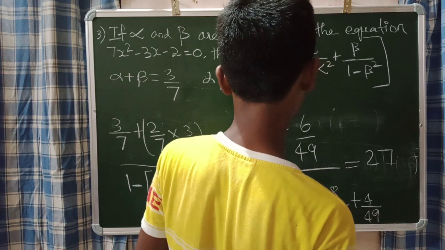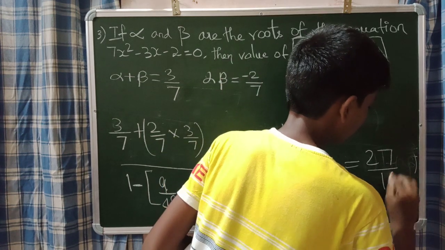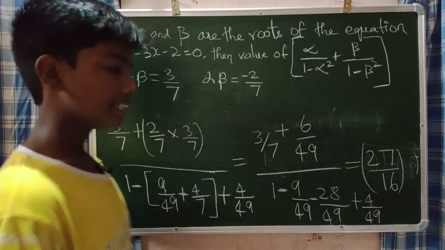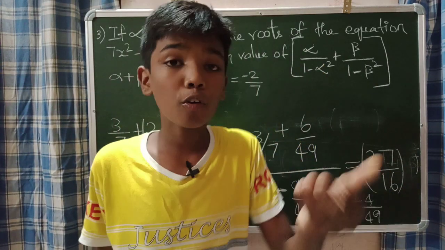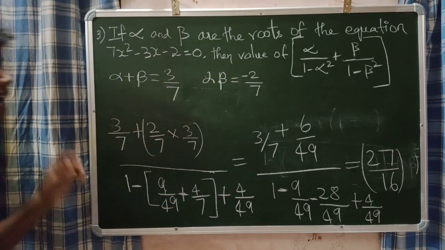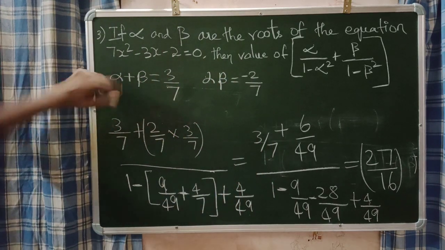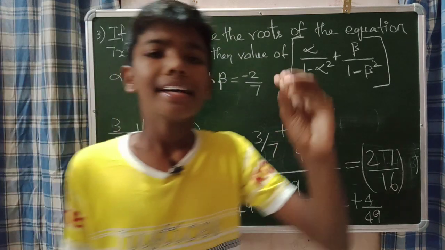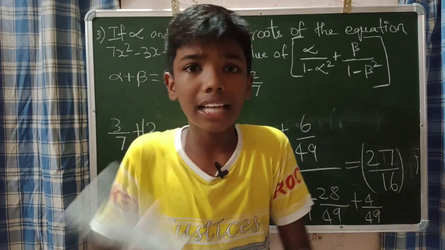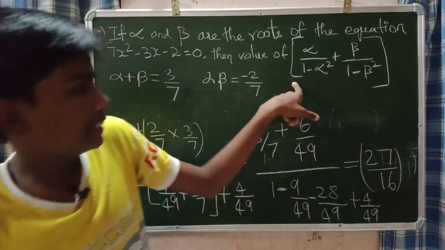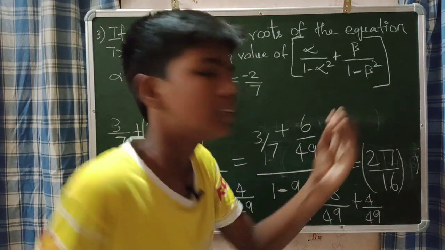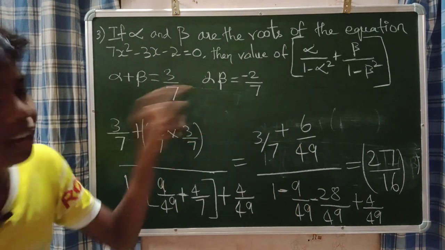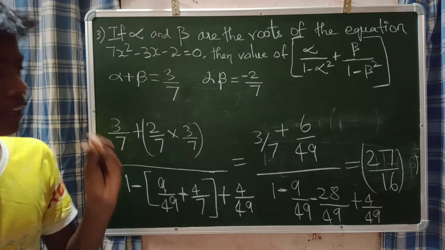That's all. That's the answer for this question. 27 by 16 is the answer for this question. How, you ask? By the basic thing, guys. I first found alpha plus beta, the sum of roots, and alpha beta, the product of the roots, and using that information I just calculated each value. That just means I changed this expression into a different expression in order to get alpha plus beta and alpha beta. That's what I did. So the answer is 27 by 16, guys.